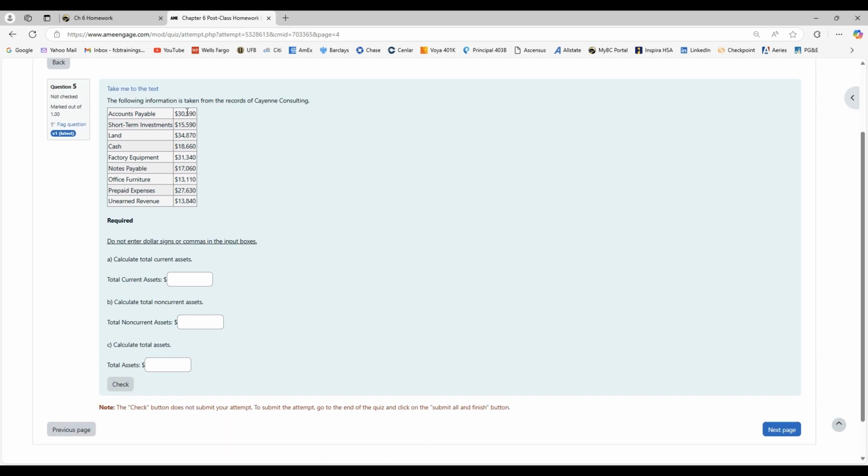Okay, question number 5. We're going to look at classifying current assets versus non-current assets and total assets, and so forth. So this is a pretty easy problem, I suppose. I'm going to copy these into my Excel I've got open.